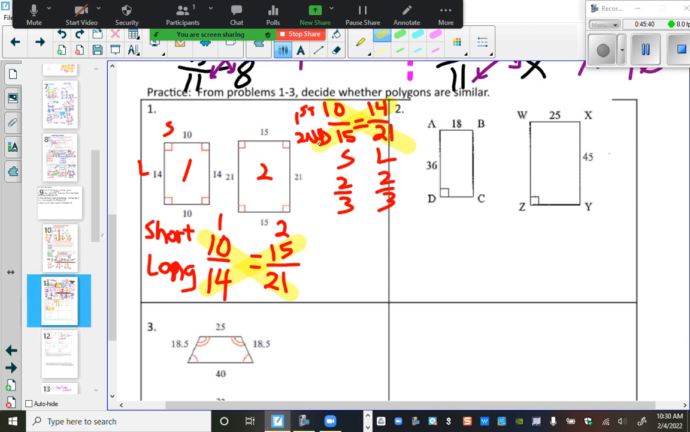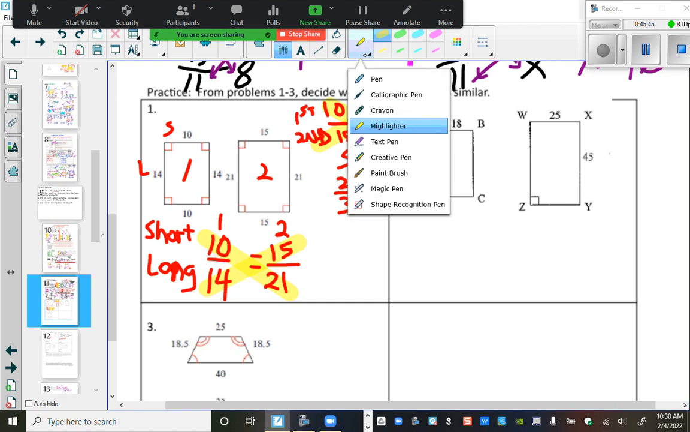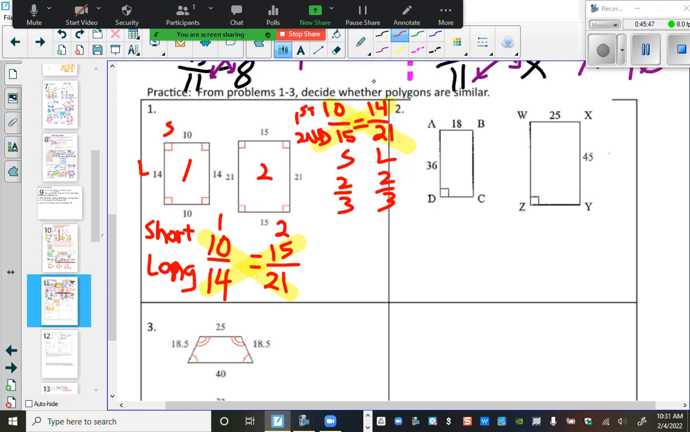So yeah, these are definitely going to be similar. Well done. So number one, big time similar. Okay, number two.